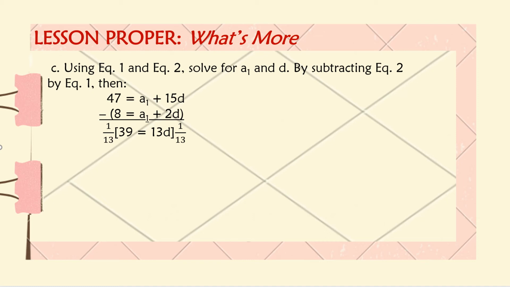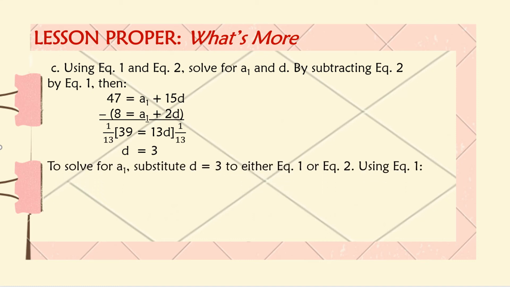Okay? So, in this case, we have 39 is equal to 13D. So, again, hinahanap natin yung common difference. So, dito, i-multiply natin both sides by the reciprocal of 13. Okay? So, that is 13 over 1. Reciprocal niya, 1 over 13. So we have 1 times 39, so that is 39 over 13. So ang makuha natin is D is equal to 3. Kapag dinivide natin yung 39 sa 13.